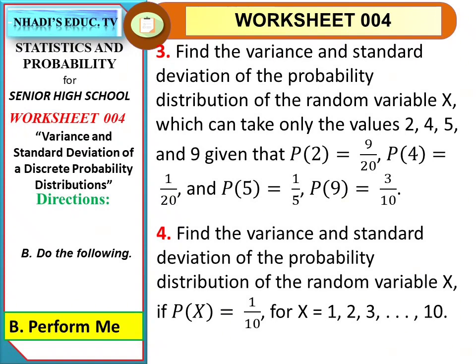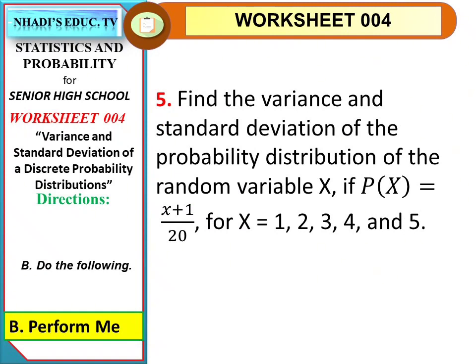Number 4, find the variance and the standard deviation of the probability distribution of the random variable x if the probability is equal to 1/10 for the random variable x equals 1, 2, 3, and so on up to 10. And the last number 5, find the variance and standard deviation of the probability distribution of the random variable x if the probability of x is equal to (x plus 1) over 20 for the values of x equals 1, 2, 3, 4, and 5.